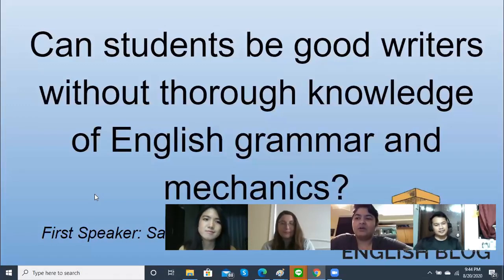So can they be good writers without a thorough knowledge of English grammar? Their ideas can be good, but even for writers in their mother tongue, we work on things like punctuation, we work on things like connotation and denotation. So I think a better question is, are you having realistic expectations of your students' writing output at the level that they're at? That's a better question to ask yourself, right?